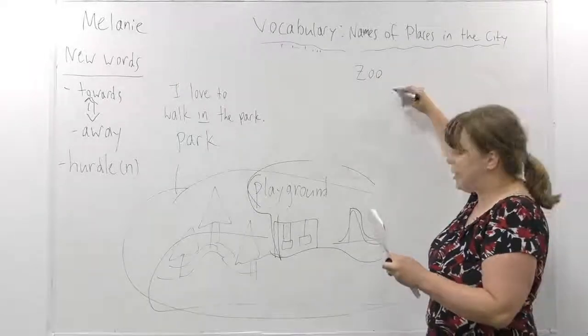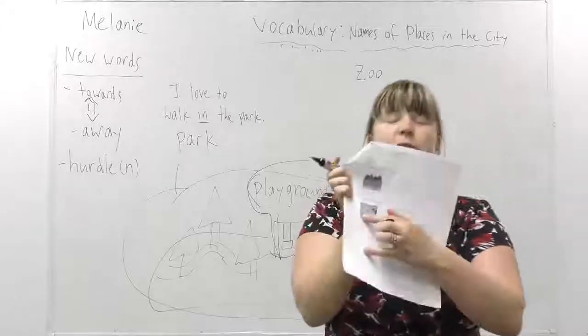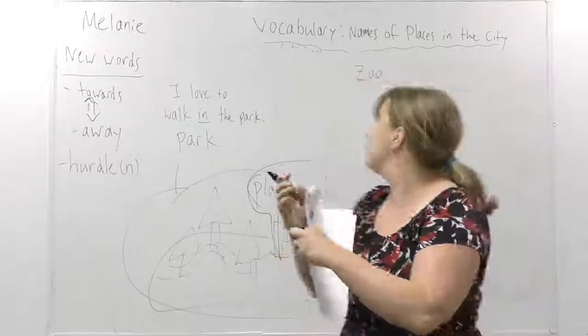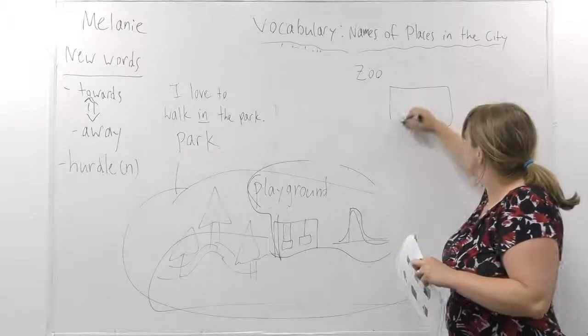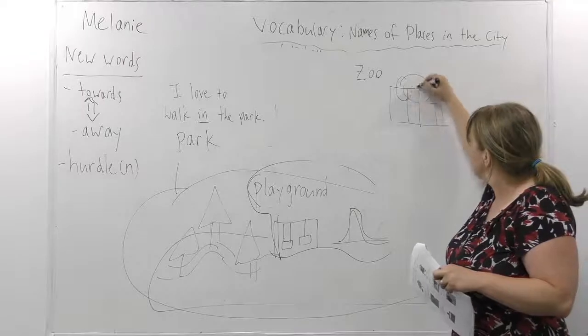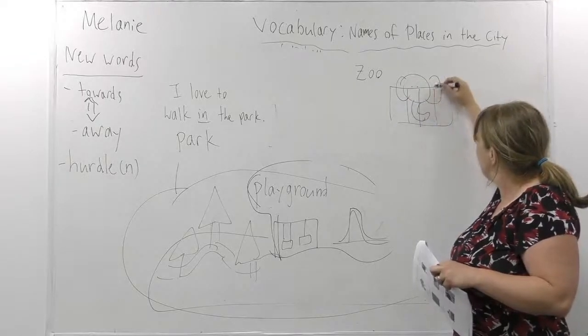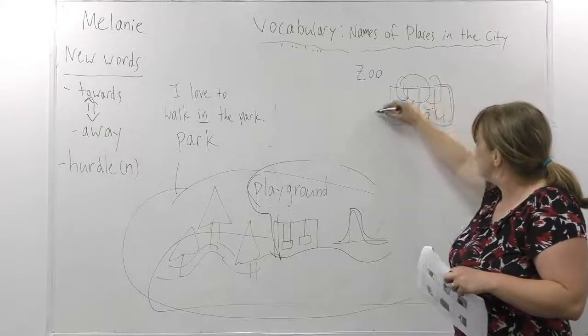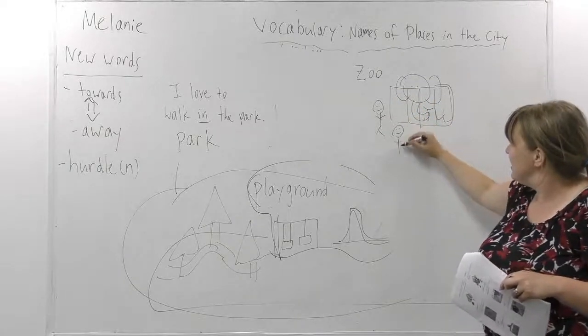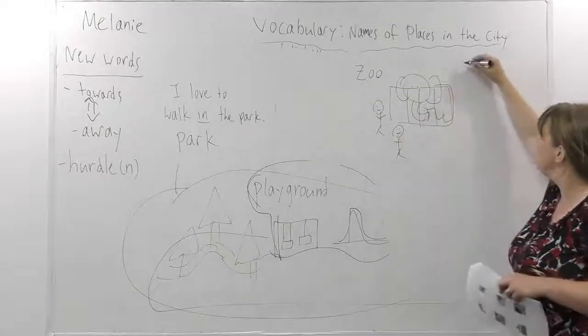Okay, so this is where the animals are. So you've got like elephants, giraffes, monkeys. So here is my cruel drawing of an elephant in the zoo. And then this is where people get to look at the elephant. Woohoo!